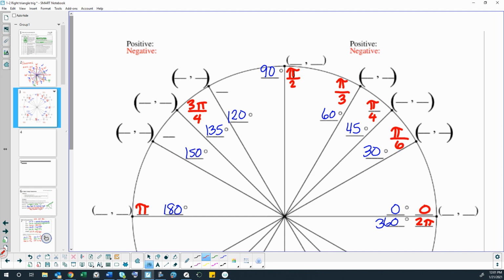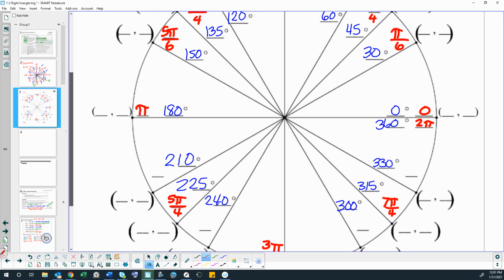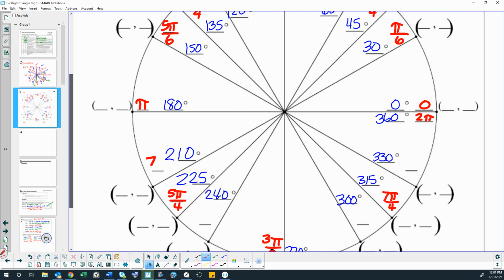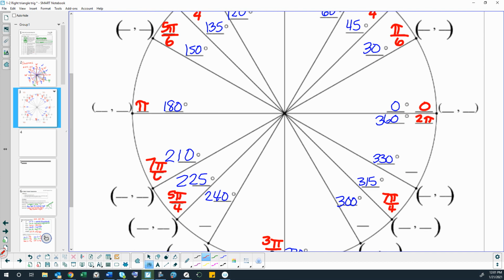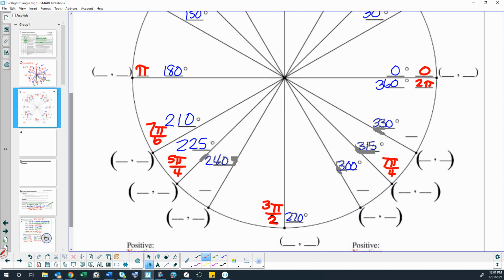4 pi over 6. Remember, I'm counting sixths. So that one was actually 4 pi over 6. And this one is 5 pi over 6. This one is 6 pi over 6. 6 over 6 is 1. The next one would be 7 pi over 6. We can't reduce that. That's the one we talked about earlier at the beginning of class, and you know exactly where it is. And then we have 8 pi over 6.